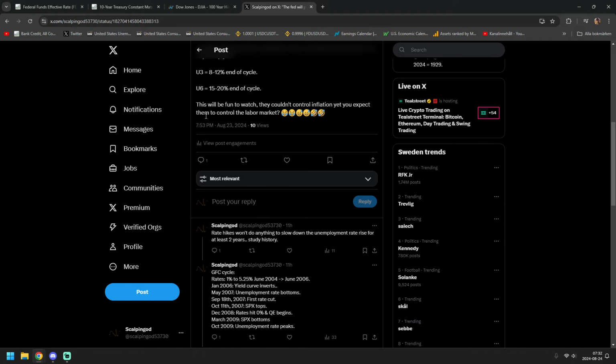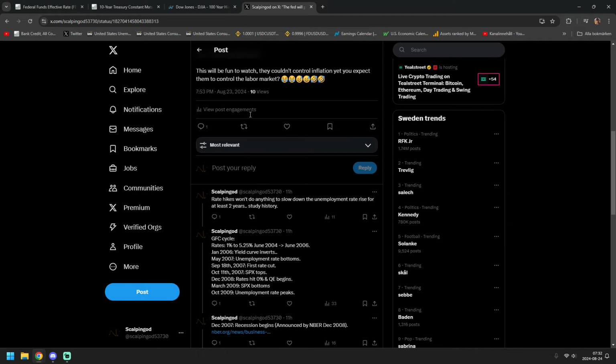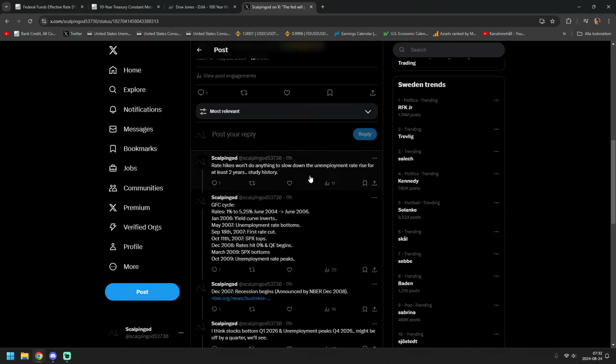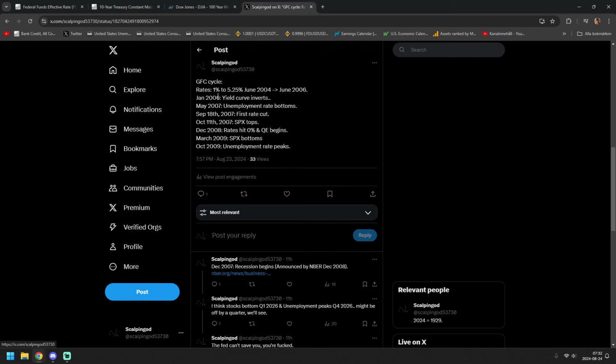They couldn't control inflation, yet you expect them to control the labor market. Rate hikes won't do anything to slow down the unemployment rate rise for at least 2 years. Study history. This is how the GFC cycle played out. Rates went from 1% to 5.25% in June 2004 till June 2006. In January 2006, the yield curve inverts. It predicts a recession, as in a rise in unemployment rate within 6 to 24 months, which will lead to a GDP contraction. In May 2007, the unemployment rate bottoms.